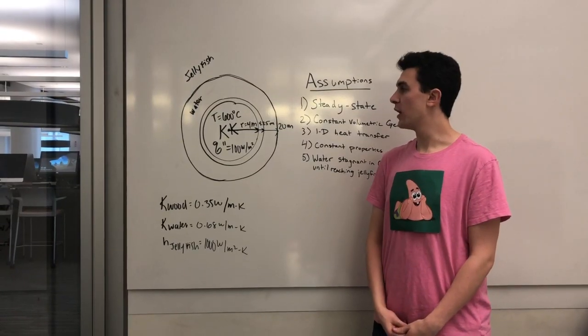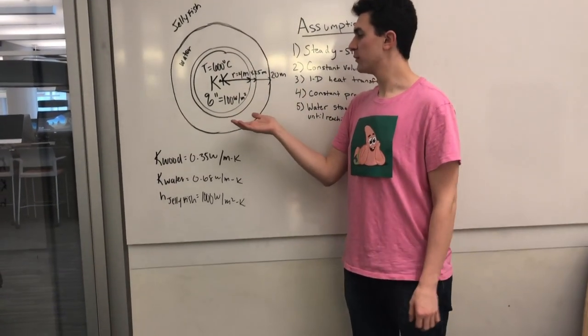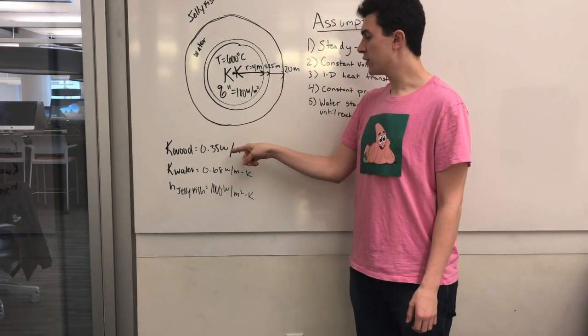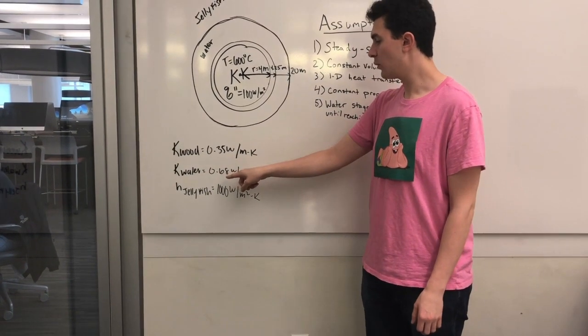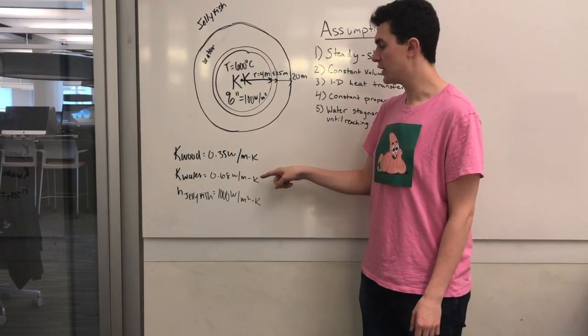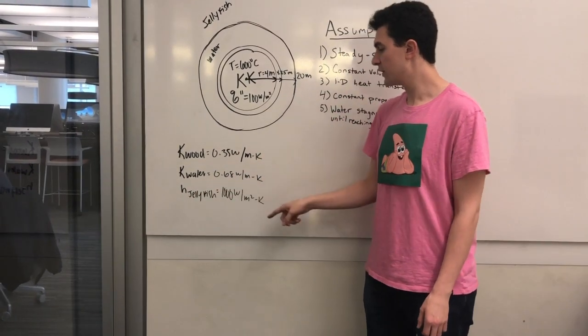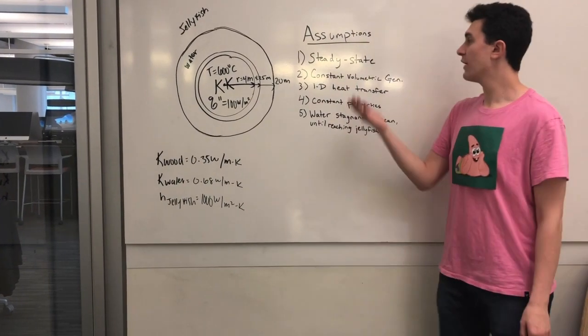So before we start our problem, we need to get all of our values for the problem. These are all the givens from before in the problem, and then we're going to use a thermal conductivity for the wood equal to 0.35 watts per meter Kelvin, thermal conductivity of the water as 0.68 watts per meter Kelvin, since we're assuming it's stationary, and then a convective heat transfer coefficient for the jellyfish of 1,000 watts per meter squared Kelvin.